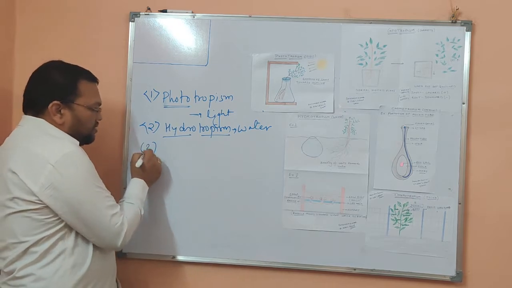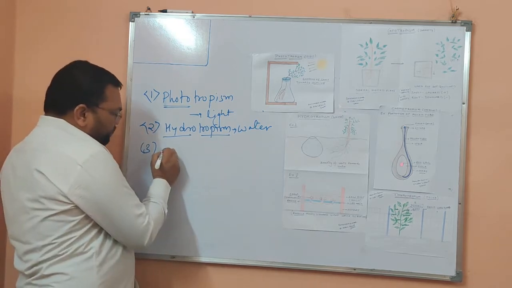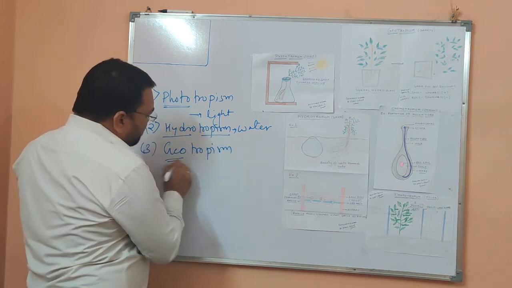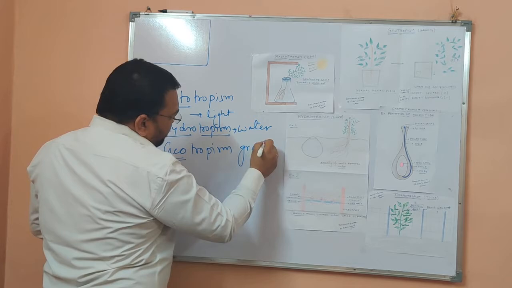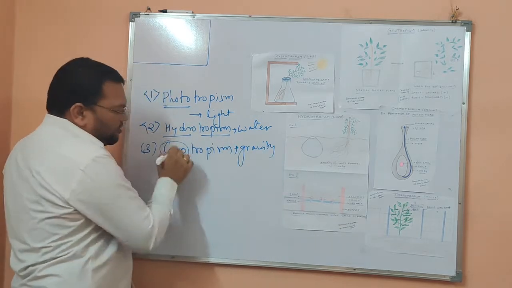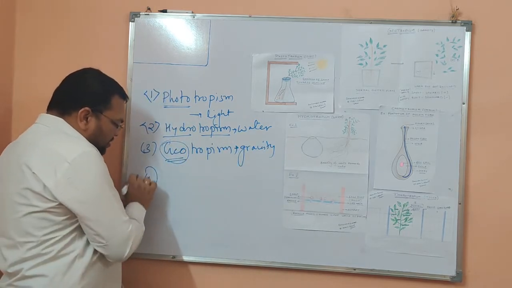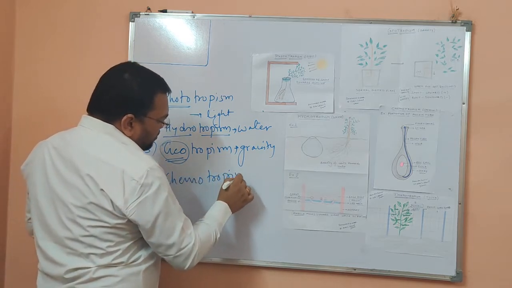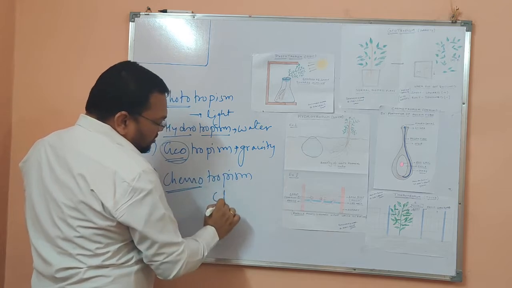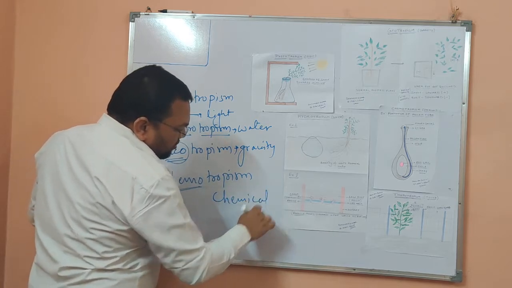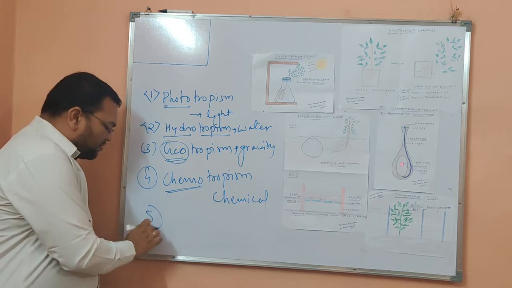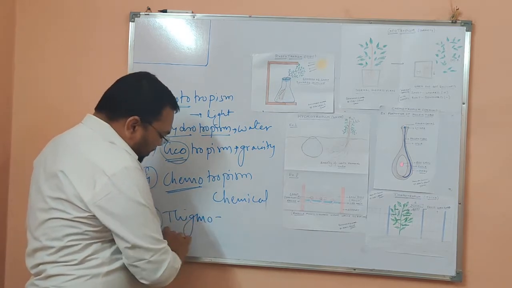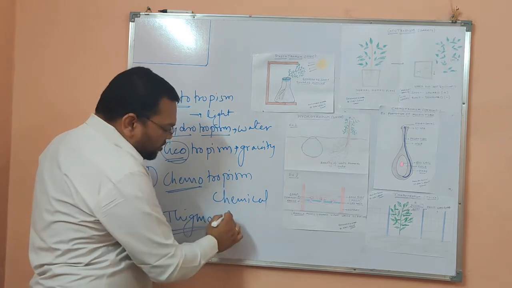Now the third is geotropism. Geo means gravity. The movement due to gravity, this is what is called geotropism. The fourth, chemotropism. Chemo means chemicals. And the fifth one, the last one, is thigmotropism, which is related to touch.